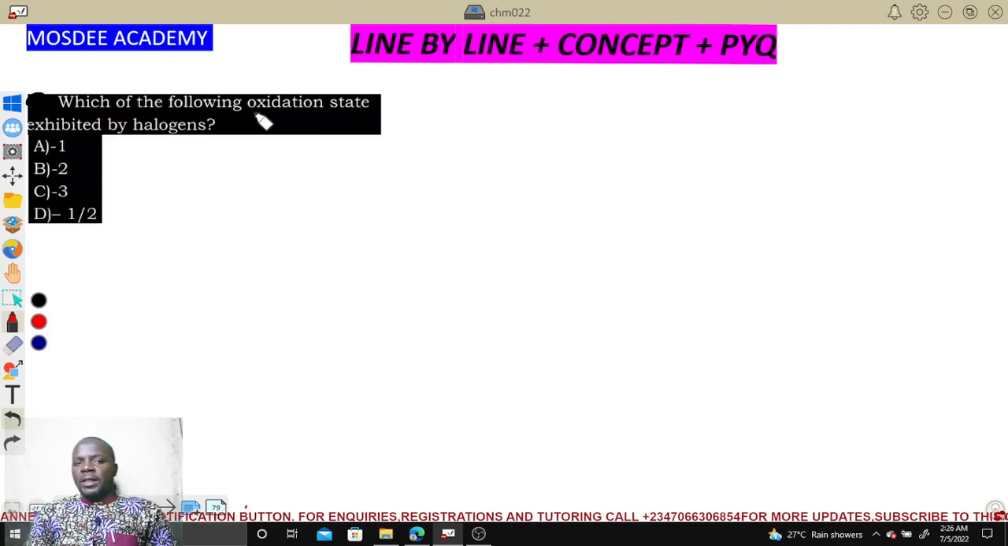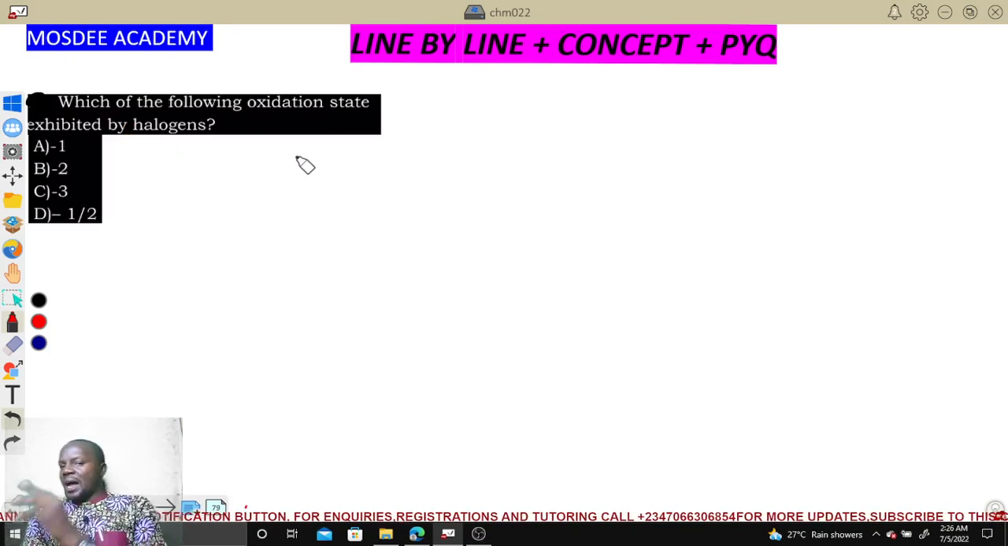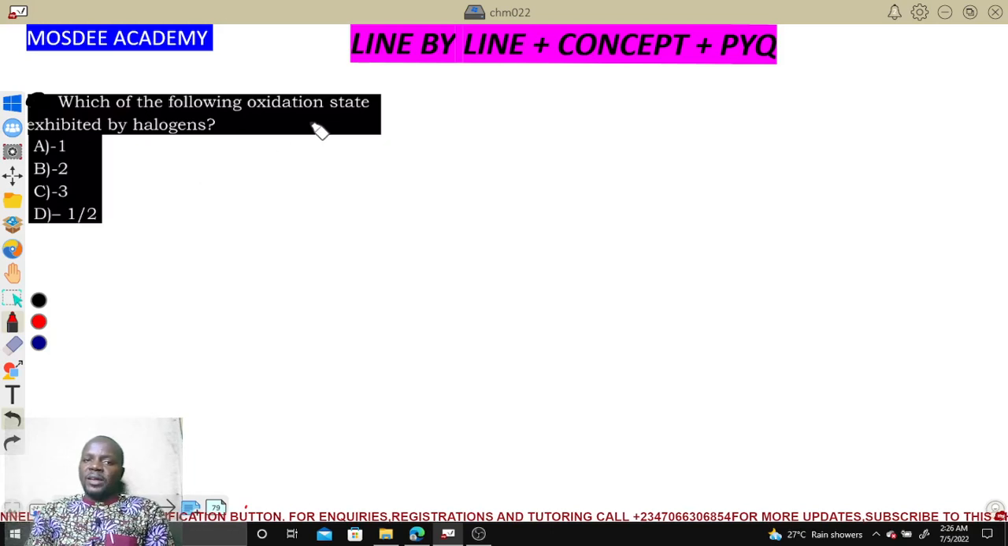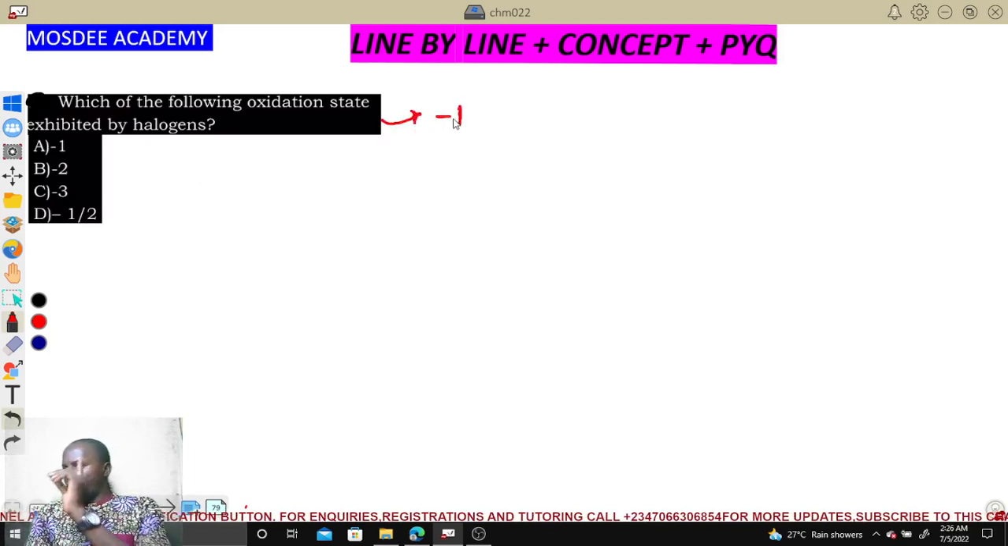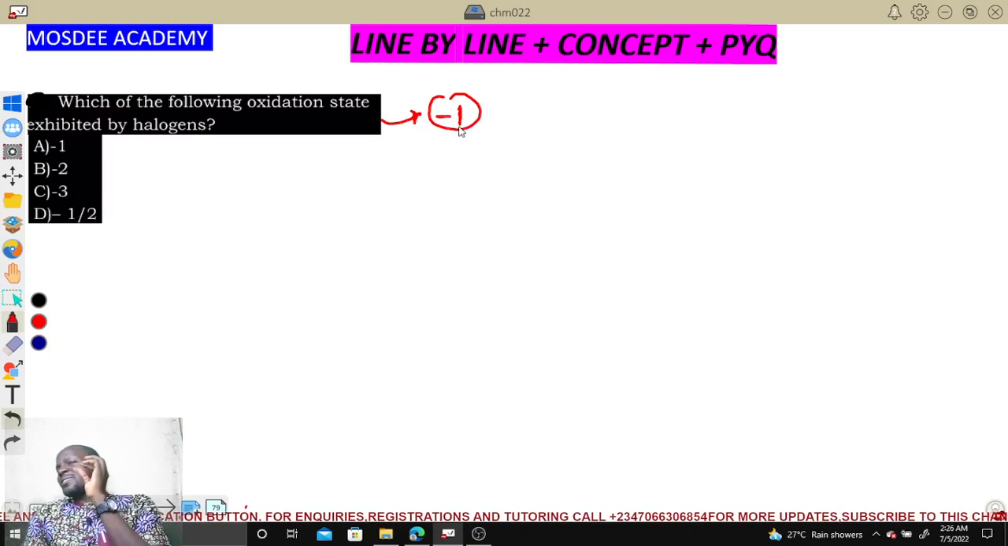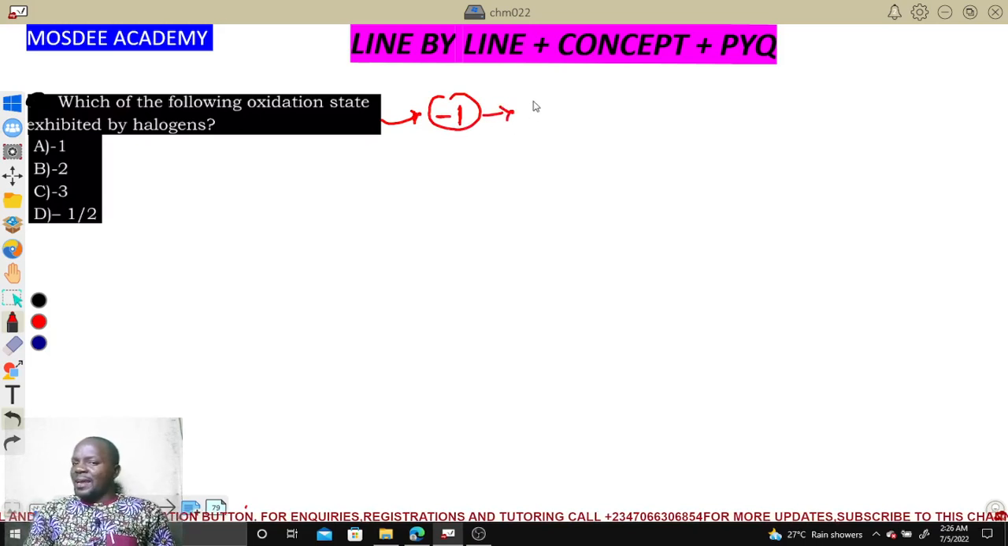Which of the following oxidation states is exhibited by halogens? Now, halogens generally have a general oxidation state of -1. I told you they need one electron. That is when we talked about electron gain enthalpy the other time. So their general oxidation state is -1, which is the only oxidation state that fluorine can exist in.